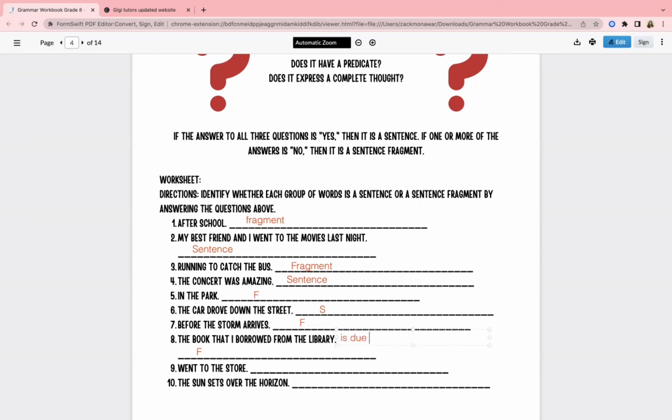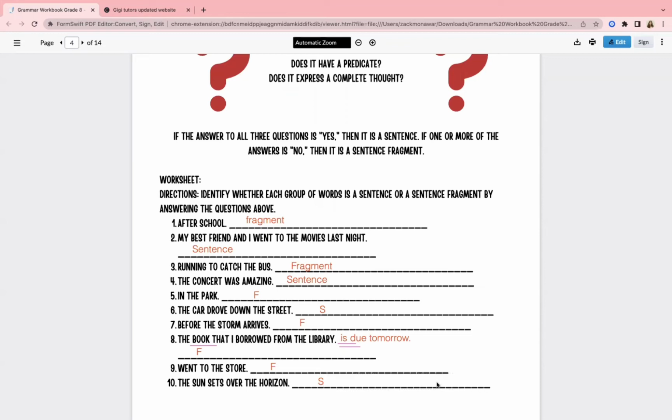And for this one specifically, if we just added something to the end, it would be a full sentence. Like the book that I borrowed from the library is due tomorrow. This is telling us a complete thought. Well, how do we know that? We just have to ask ourselves, does it have a subject and complete predicate? Our subject would be the book that I borrowed from the library, and our predicate would be is due tomorrow.